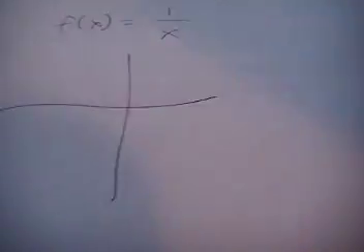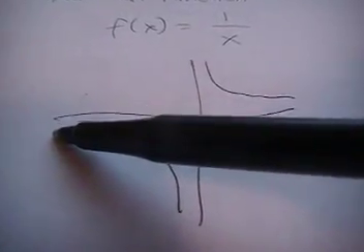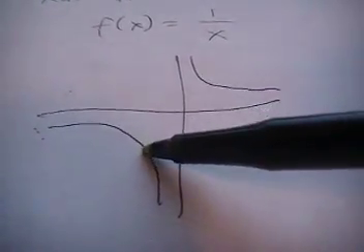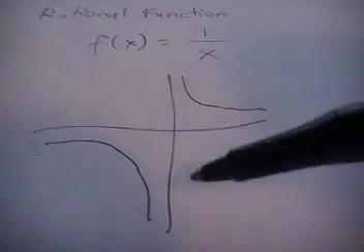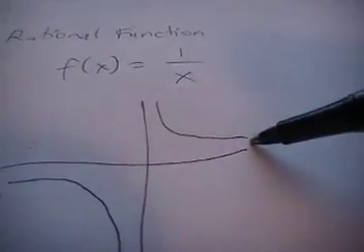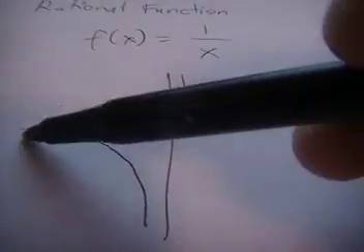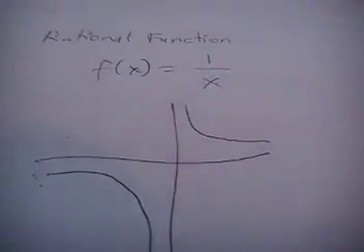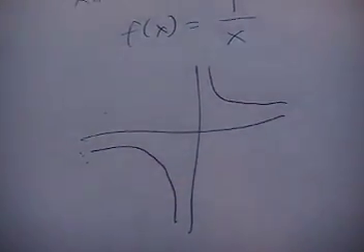And the graph looks like this. It starts up here around 0 and it curves until it gets close to the y-axis and it just shoots down forever. And then it picks back up again up here at the top and comes down like this. But the graph never touches or crosses the x or y axis. These are kind of like imaginary boundaries that we never get close to. Or we get close to them, I mean, but we never touch them.